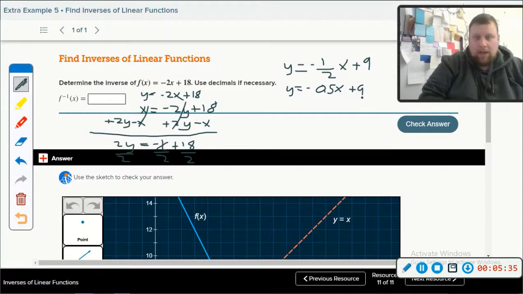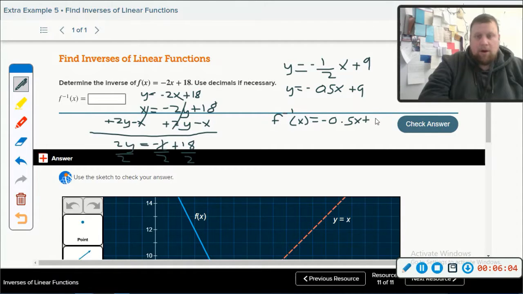Before you enter it into your, unless it gives you an actual math editor. If it's just giving you a little fill-in box like this, you probably want to use decimals if it says to use decimals. All right, and then what does the last step say? It says replace with f to the negative 1 of x. So we know the inverse function of x is negative 0.5x plus 9. Awesome.